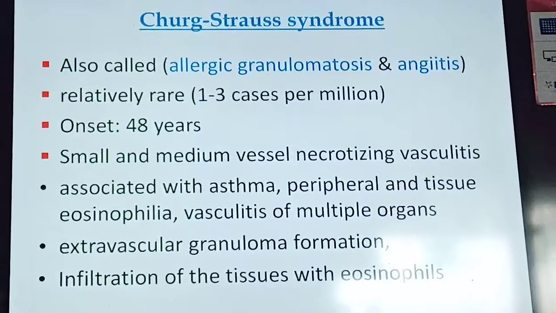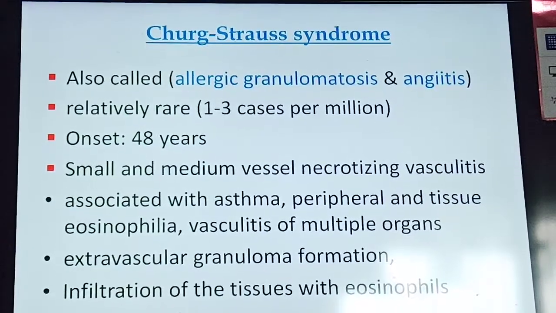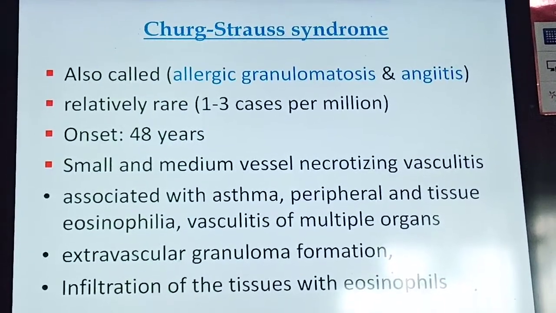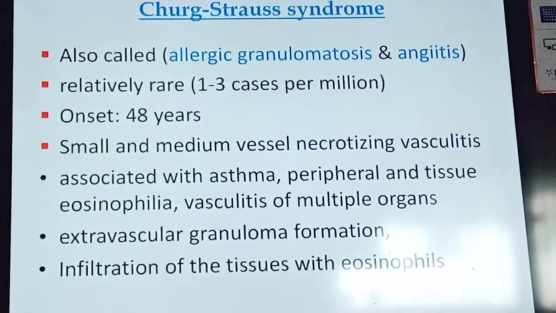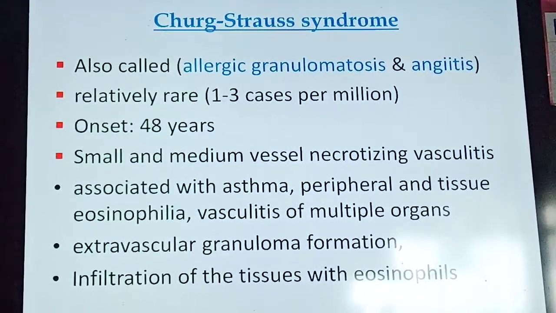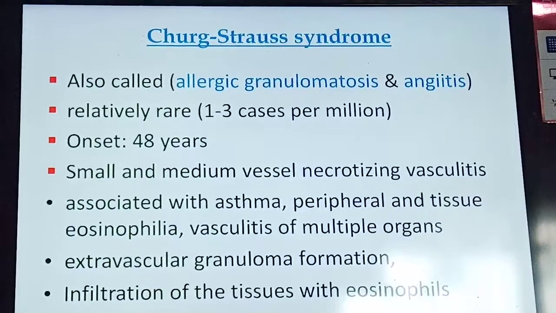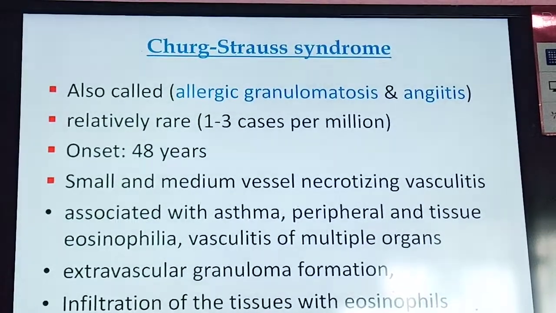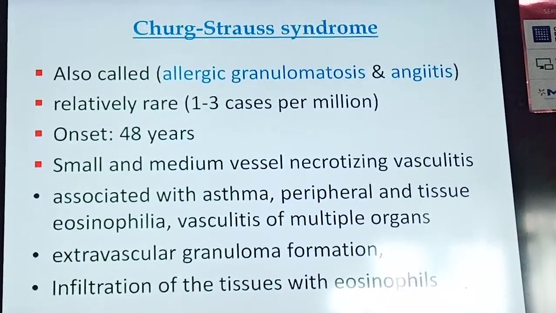Now come to Churg-Strauss syndrome, also called allergic granulomatosis or angiitis. It is a relatively rare condition and onset usually occurs at 48 years of age. It usually involves small and medium vessels, with necrotizing vasculitis associated with asthma, peripheral and tissue eosinophilia, and vasculitis of multiple organs. Extravascular granuloma formation may be seen and there is infiltration of the tissue with eosinophils.